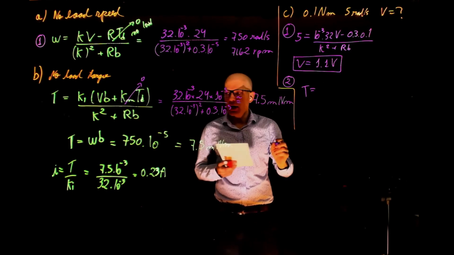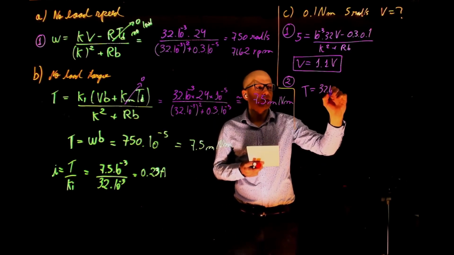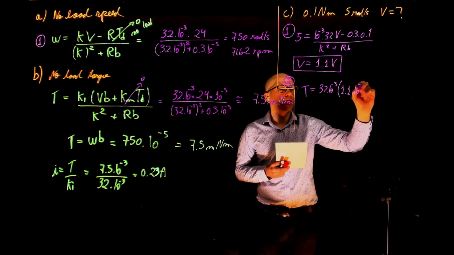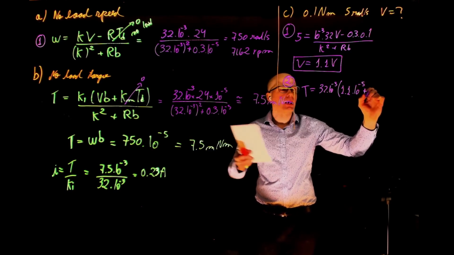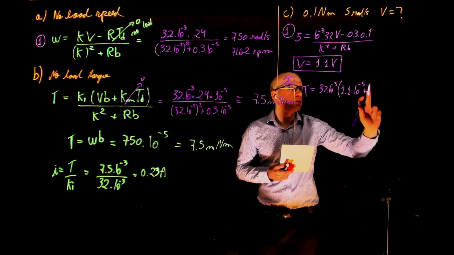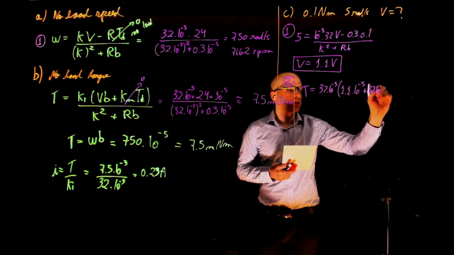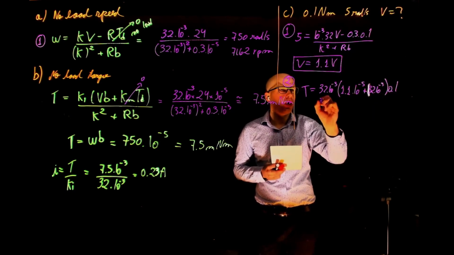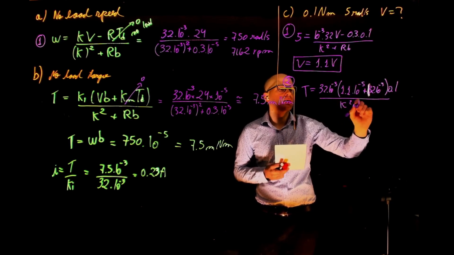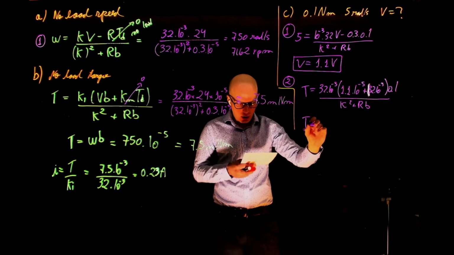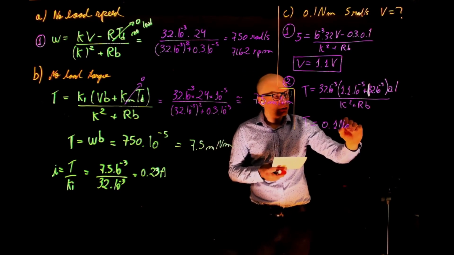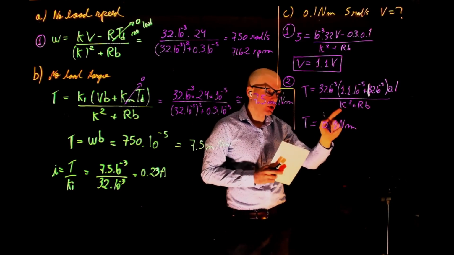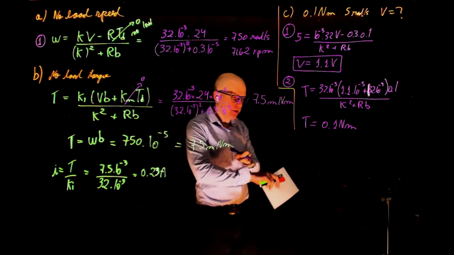From equation 2, we can get the torque as Ki, so 32 times 10 to the power of -3, V is what we calculated here, 1.1 times B, 10 to the power of -5, plus Km, which is 32 times 10 to the power of -3, times the torque, 0.1, all divided by the same thing here, K squared plus RB. And from this, we calculate 0.1 Newton meters. What a surprise, it is exactly that, right? But it happens to be this because the coefficient of viscous friction is very small, in the order of 10 to the power of -5.